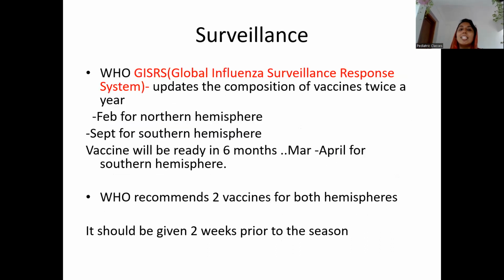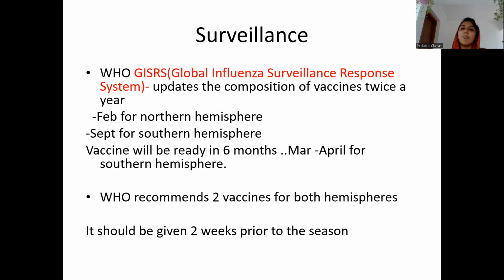Now you will ask me, how will I know which strain is currently prevailing? That is why we have surveillance: the WHO GISRS, the Global Influenza Surveillance and Response System, updates the composition of viruses twice a year. They have a very good surveillance system of multiple labs, and they hold meetings two times a year for the world: in February for the northern hemisphere and in September for the southern hemisphere. They tell us what the current prevalent virus is.